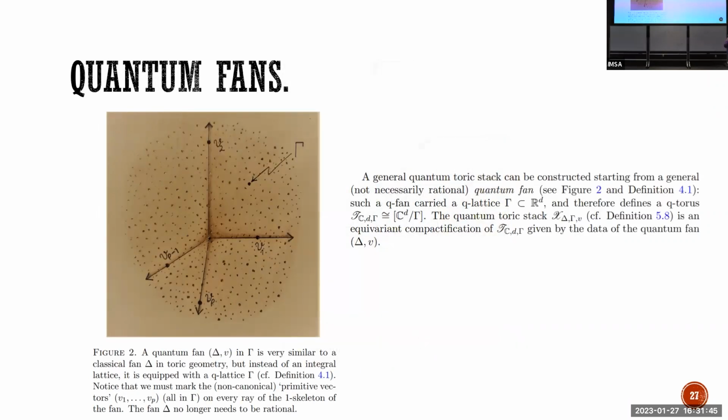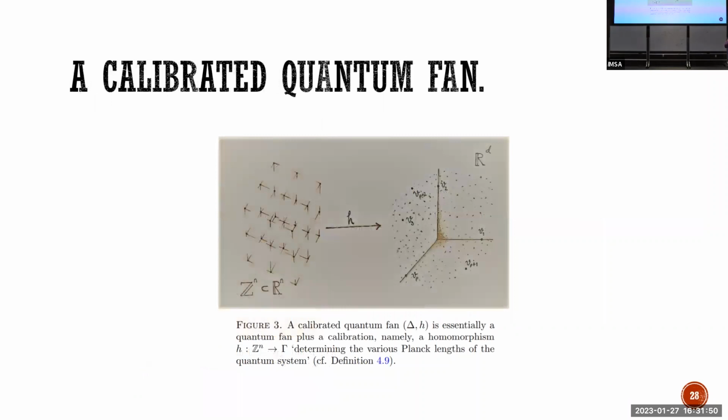It's like a quantum fan, you know. But now you remember H. H is the calibration, and it is going to be the deformation parameter for the moduli space. So the moduli space is going to be the set of H's, a semi-algebraic set. The possible H's form a semi-algebraic set, and these semi-algebraic sets are arbitrarily complicated, as one can prove.